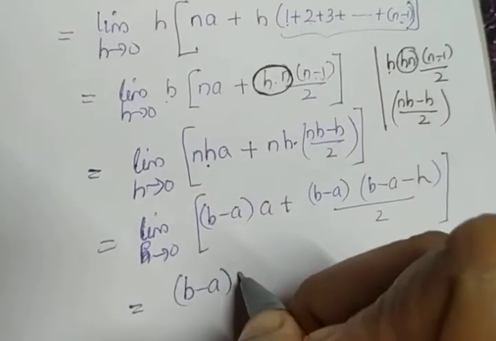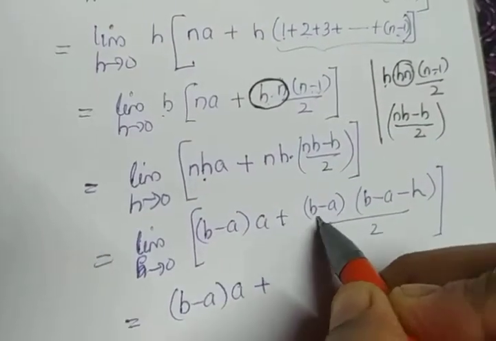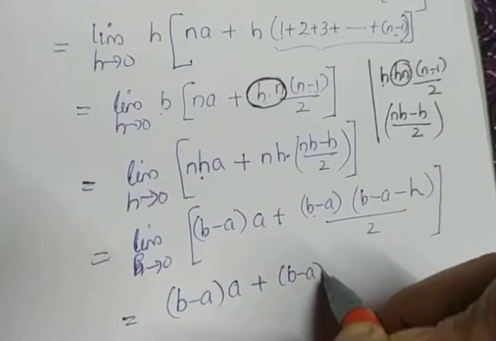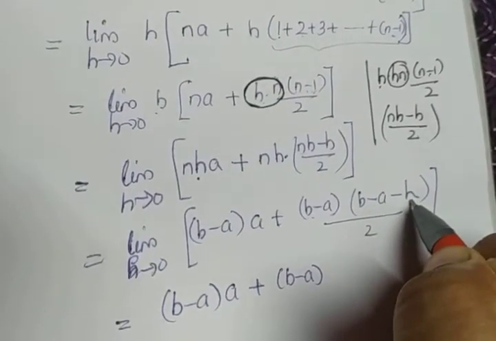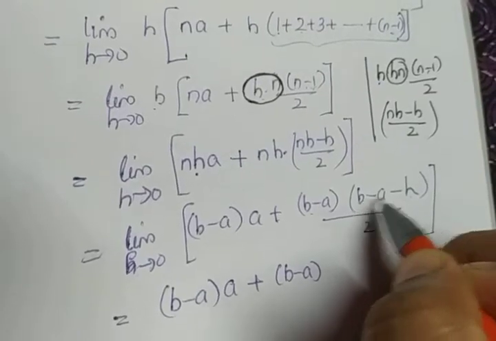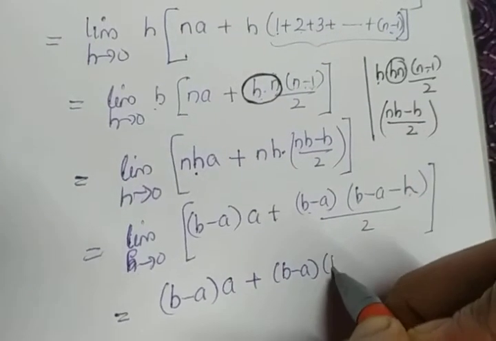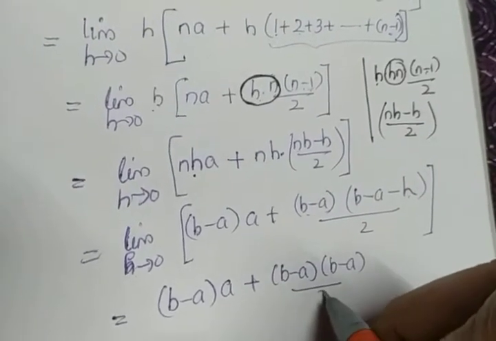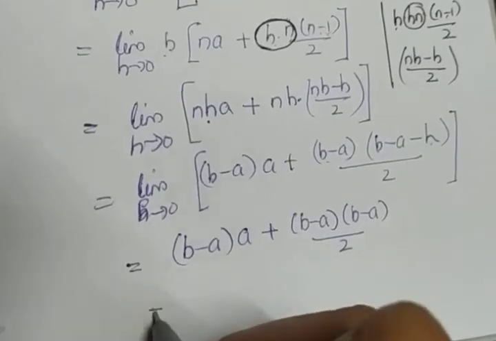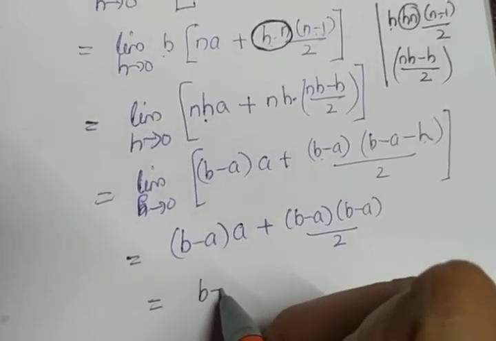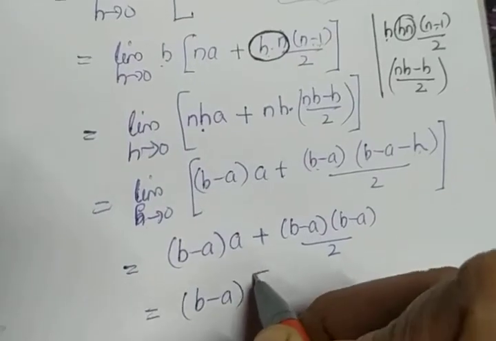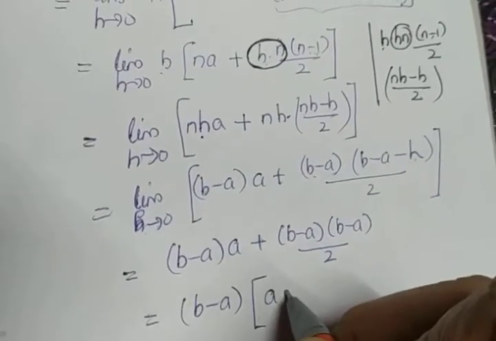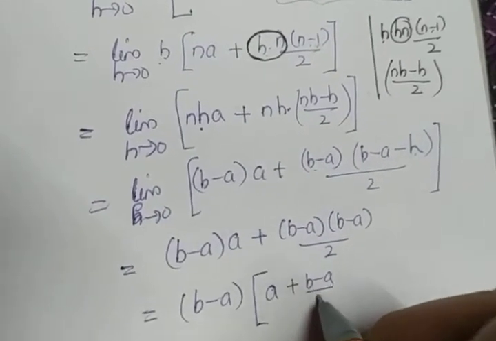The first term remains the same as there is no h. In the second term this is the same, b minus a. And what about here? Here when h takes the value 0, b minus a is b minus a itself, isn't it? So (b minus a) by 2. So that is equal to, what is common here? b minus a is common. And the balance is a plus (b minus a) by 2.